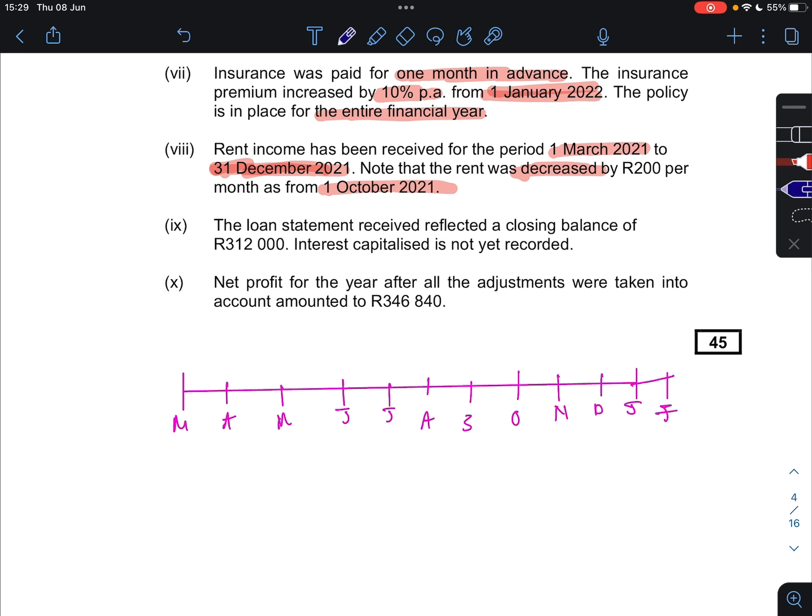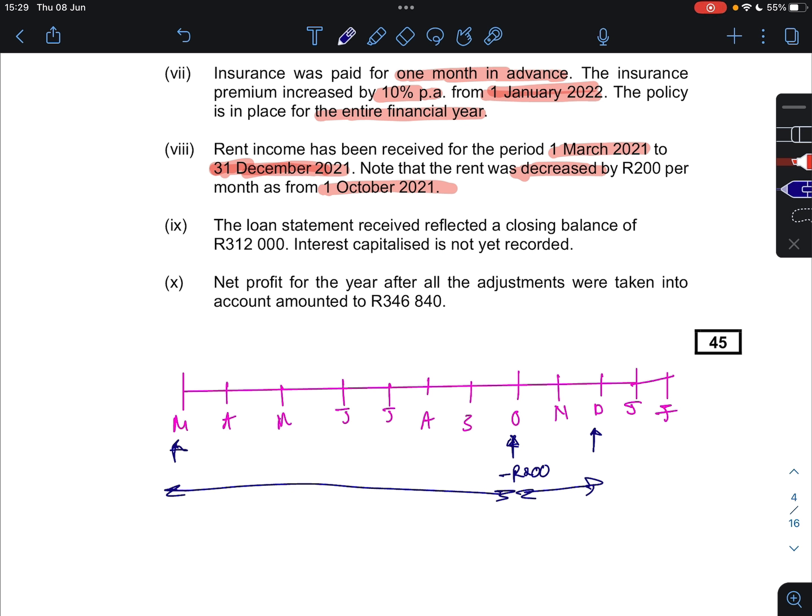Okay, so from there we received the loan from 1 March. That's it. Here there was a decrease of 200. Right, we received it until the 31st of December. This is the end, so that's how it goes. Boom, boom.